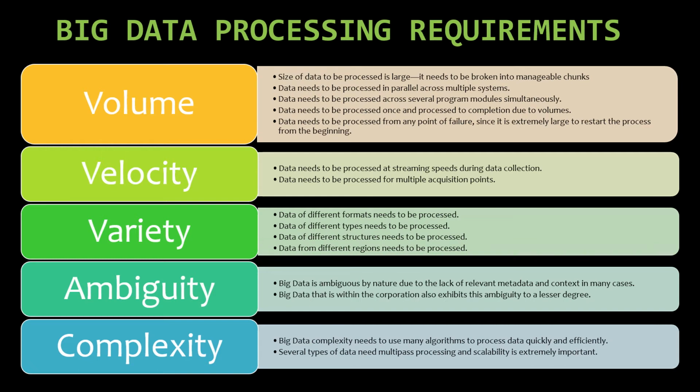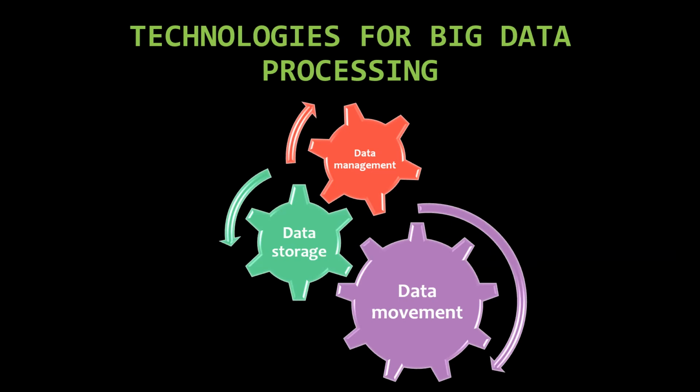And in terms of complexity, big data needs many algorithms to process data quickly and efficiently. Several types of data need multi-pass processing, and scalability is extremely important. We talk about scalability a lot, so it is one of the requirements of big data processing. After you know all these five requirements, then only can we talk about technologies for big data processing.